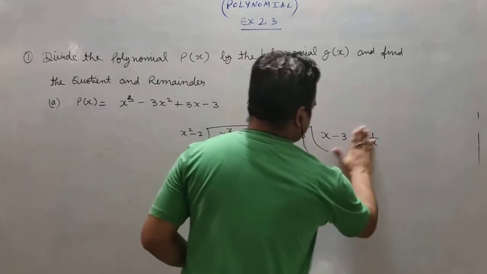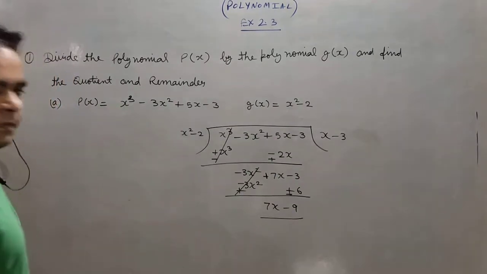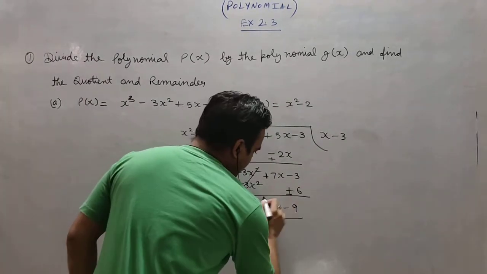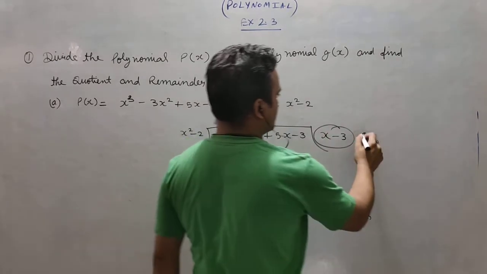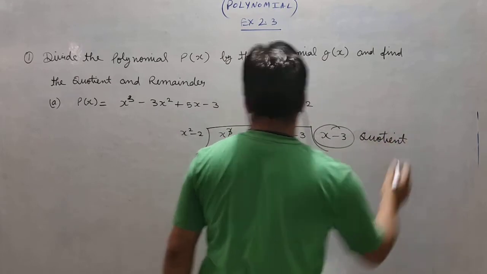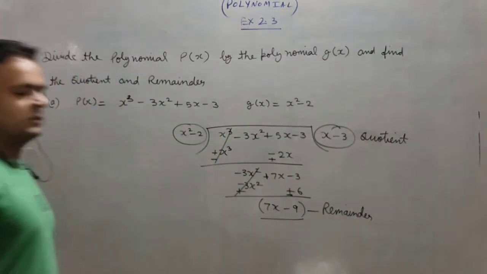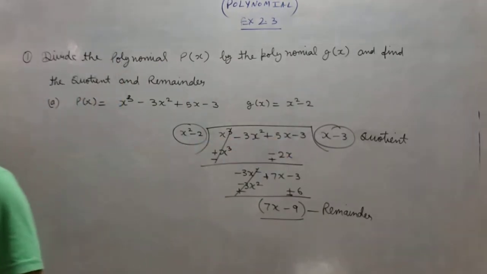So this is the final part of this division. Now we will say what each is. This is the remainder, this one is the quotient, this one is the divisor, and this one is called the dividend, right? So in this exercise we are dividing one polynomial by another polynomial whose degree is equal to or less than the degree of the first polynomial, right?